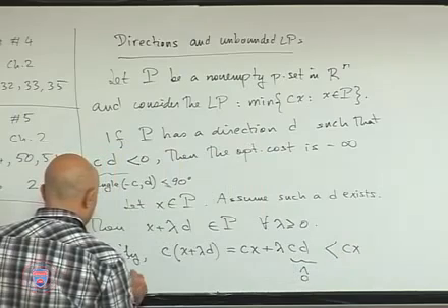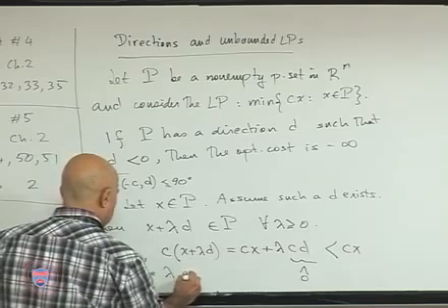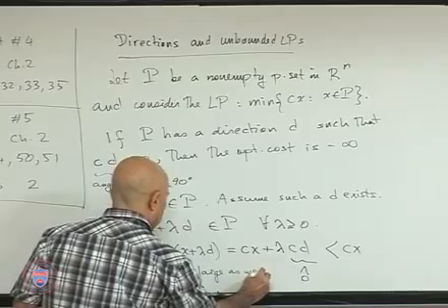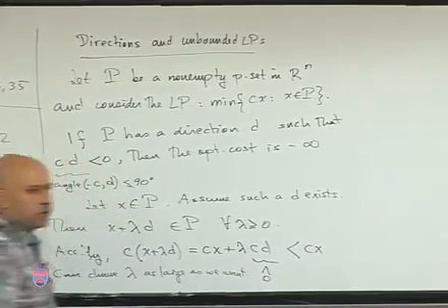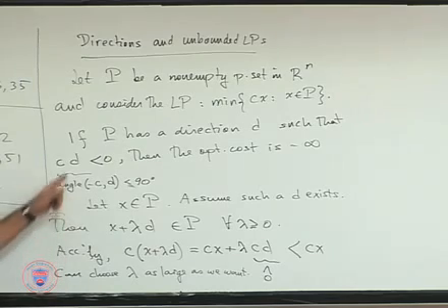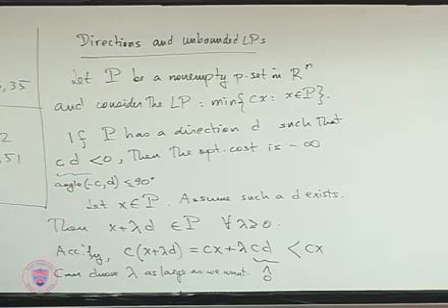So we can choose lambda as large as we want, and the conclusion follows. And you get smaller and smaller. Of course, the converse is also true. Whenever the optimal cost is minus infinity, there must be a direction that satisfies this property.